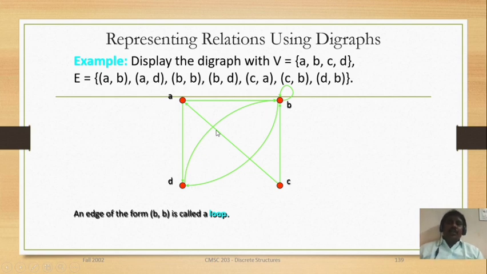So a diagram can be written like this, or simply with the help of a line also we can draw a diagram. Only that we have to point the values and write the directions. Here directions are very important. So this is about the diagram. An edge of the form BB is called a loop. So this is about the diagrams.